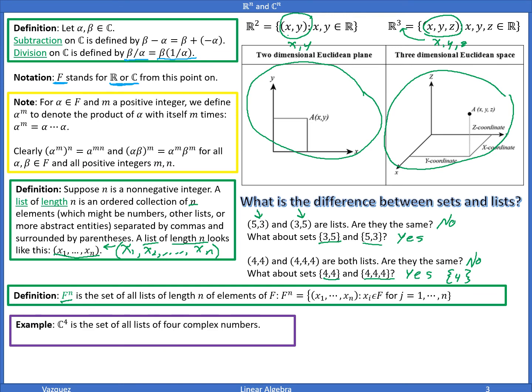And now we have an example. We have C4. It's the set of all lists of 4 complex numbers. So how does that look in set notation? How could I describe C4 in set notation? Well, the way I describe it is like this: (z1, z2, z3, z4), where those z's are complex numbers, of all lists of that form, all lists of length 4. That's all this means.